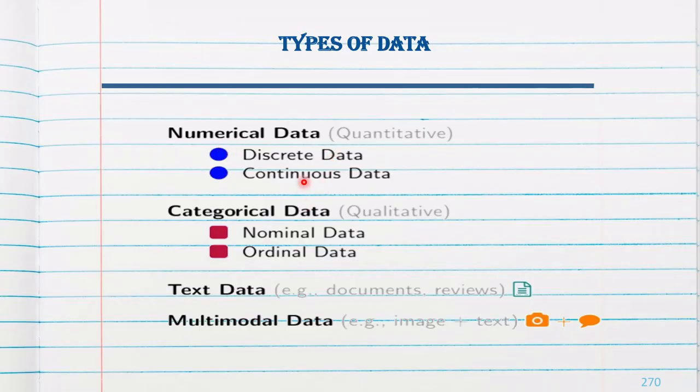So types of data, we also already studied this. Numerical data is divided into discrete data and continuous data. Numerical data is otherwise known as quantitative data. Another type of data is categorical data, that is qualitative data. It is divided into nominal data and ordinal data. The next type of data is text data, that is documents or reviews. Then multimodal data, that is image or image plus text. More than one modality of data will be there.